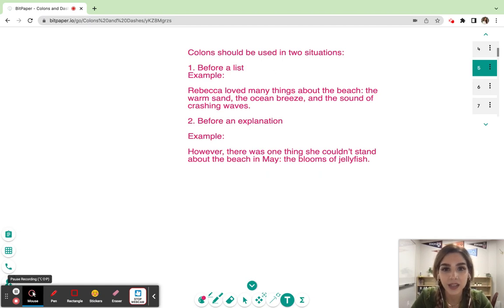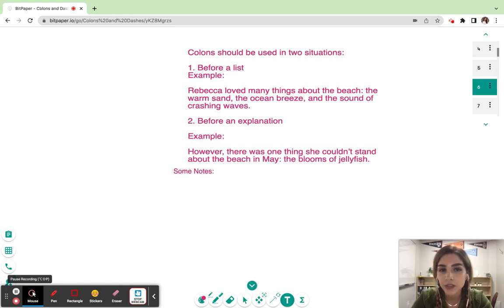Colons work the same when they're introducing an explanation. So an example of using a colon before an explanation would be, "However, there was one thing she couldn't stand about the beach in May: the blooms of jellyfish."